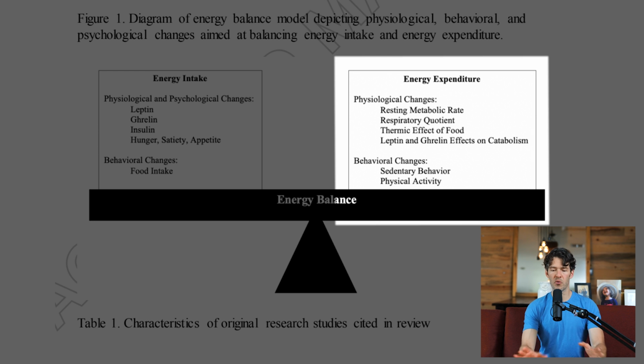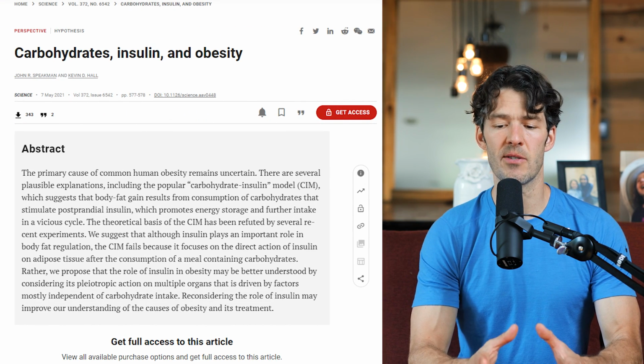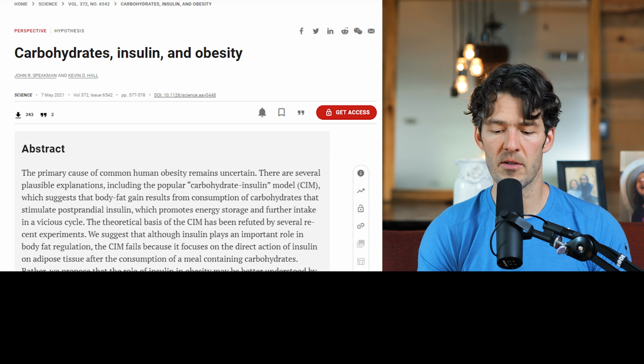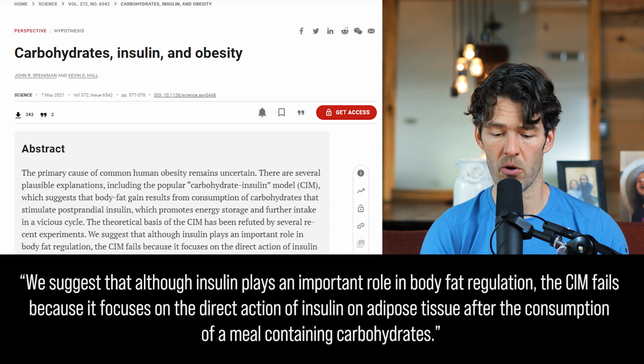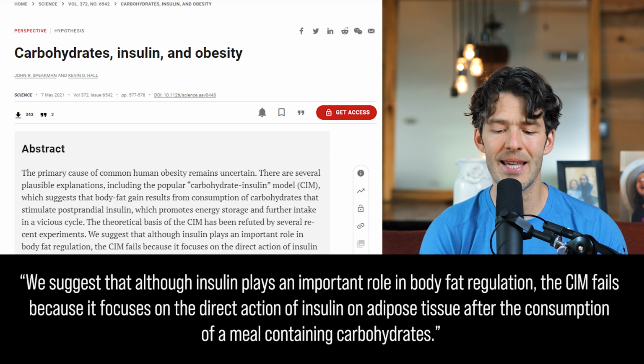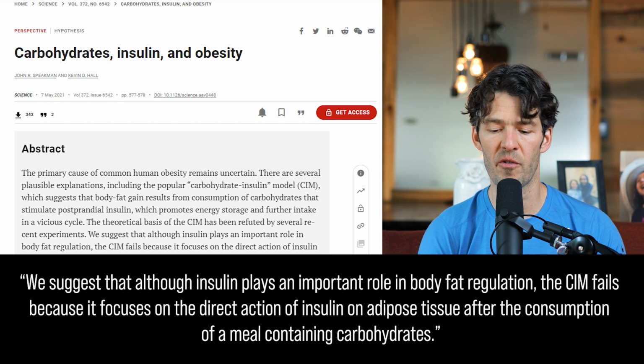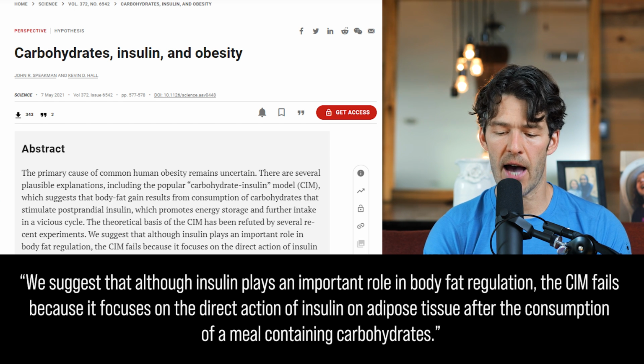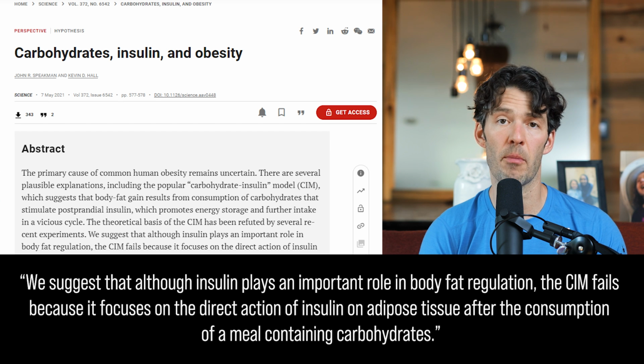Now, here's a recent hypothesis paper from Kevin Hall. I think this is important. He just published this in May of this year. The title of this, published in the journal Science, is Carbohydrates, Insulin, and Obesity. Kevin goes on to say, we suggest that although insulin plays an important role in body fat regulation, the CIM model, the carbohydrate insulin model, fails because it focuses on the direct action of insulin on adipose tissue after the consumption of a meal containing carbohydrates.